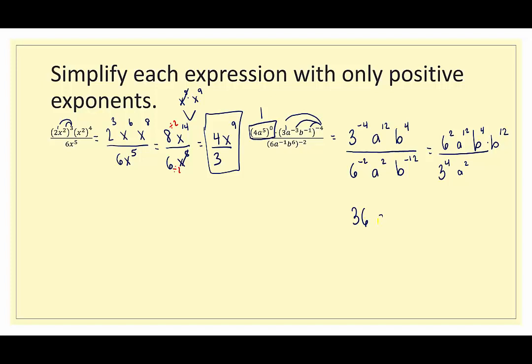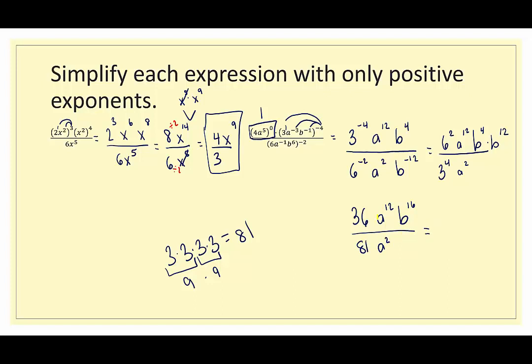There's only one base a in the numerator, so I'm just going to write a to the 12th. B to the 4th times b to the 12th. That's same base multiplication, so I add the exponents and I get 16 factors of b. In the denominator, 3 to the 4th, that's 3 times 3 times 3 times 3. This would be 3 times 3 is 9. Another 3 times 3 is 9, and 9 times 9 is 81. So I have 81 a squared.